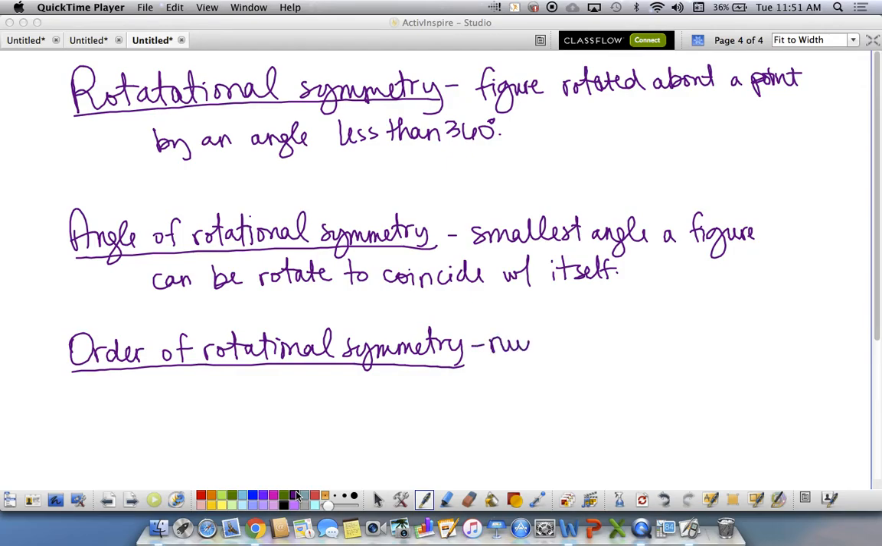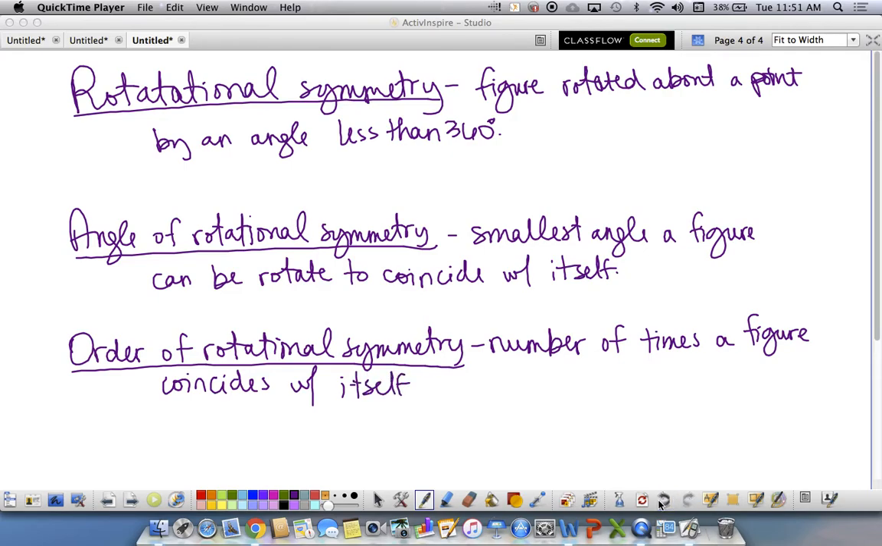So, the number of times it coincides with itself within the 360 degrees. Okay? So we'll talk about angle of rotation. What's the angle and what is the order? Okay? So let's look at some different shapes. These are our definitions.